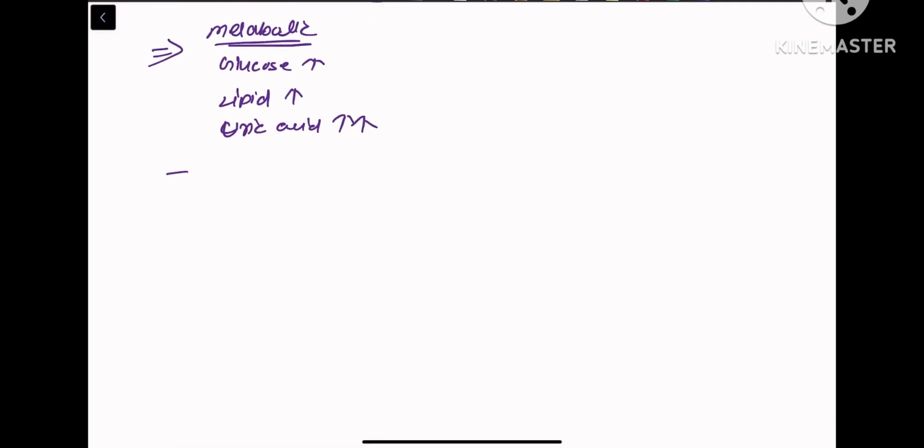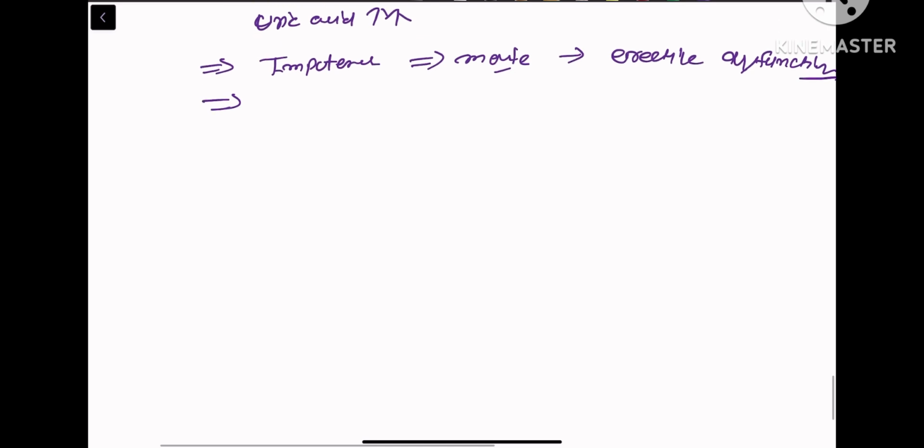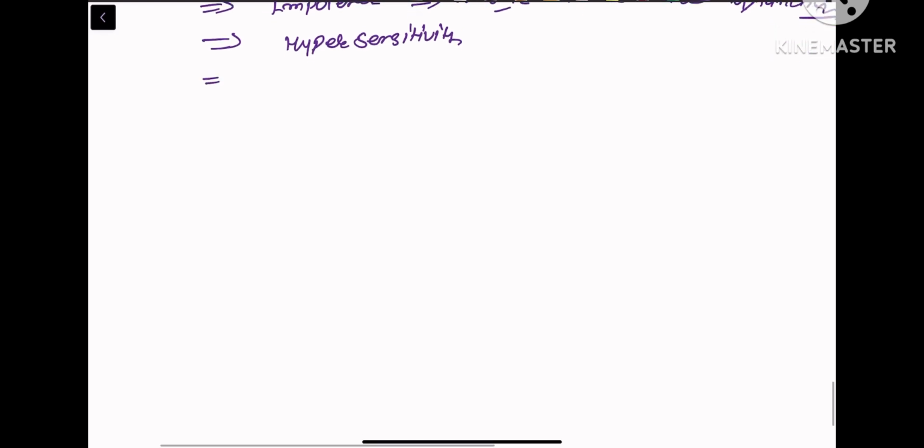Okay, and it also causes impotence in males, which we call erectile dysfunction, and hypersensitivity, and it is also harmful in pregnancy.